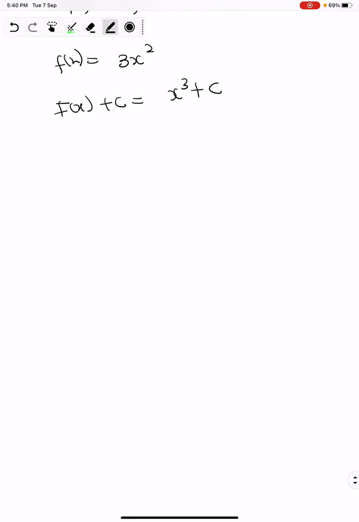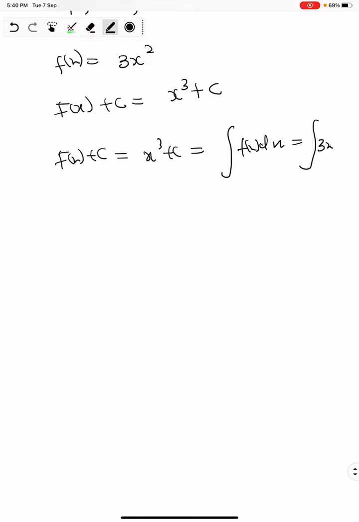So for example, we looked at the function f of x, which is equal to 3x squared. Since F of x plus c, which was equal to x cubed plus c, all right, is the antiderivative of f of x, it implies that x cubed plus c is equal to the integral of f of x dx, which is equal to the integral of 3x squared dx. So this means that integral of 3x squared dx is equal to x cubed plus c.